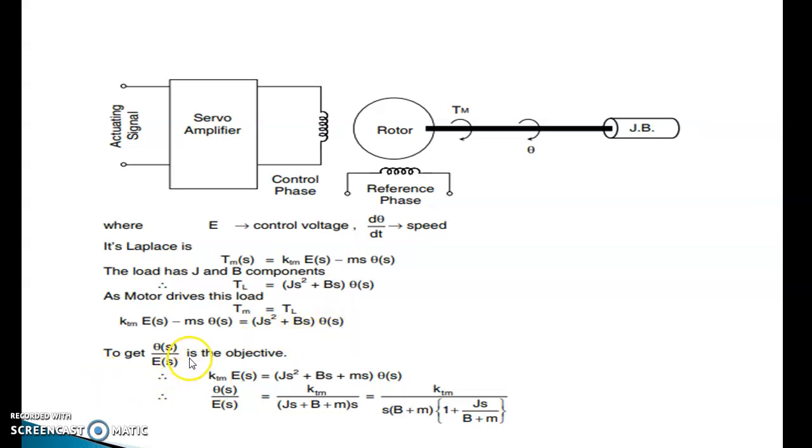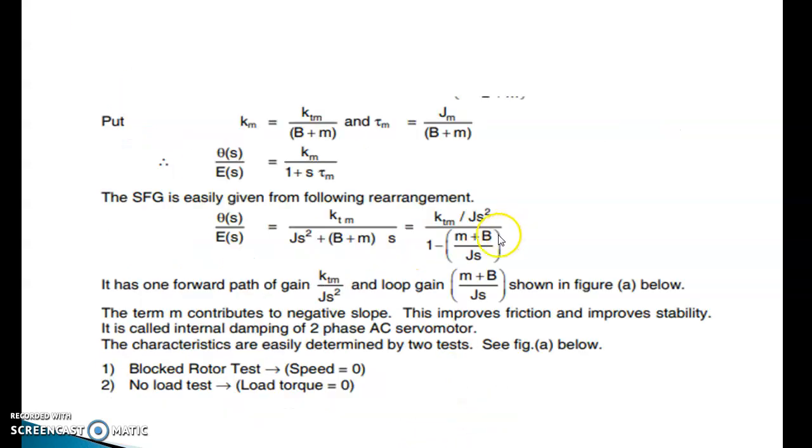To get θ(s)/E(s) as the objective, Kt E(s) = (Js² + Bs + ms)θ(s). θ(s)/E(s) = Kt / [s(Js + B + m)] = [Kt/(B+m)] / [s(1 + Js/(B+m))]. Put Km = Kt/(B+m) and τm = J/(B+m). Then θ(s)/E(s) = Km / [s(1 + sτm)].